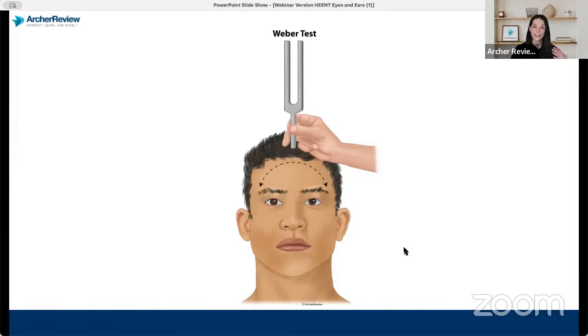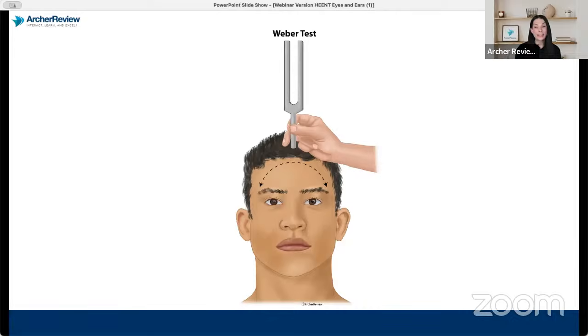If they say my left ear is losing hearing and it sounds louder in my left ear, so it's louder in the bad ear, that would be conductive hearing loss. If they say my left ear is losing hearing, but it sounds louder in my right ear, that is the good ear, and it's sensorineural hearing loss.